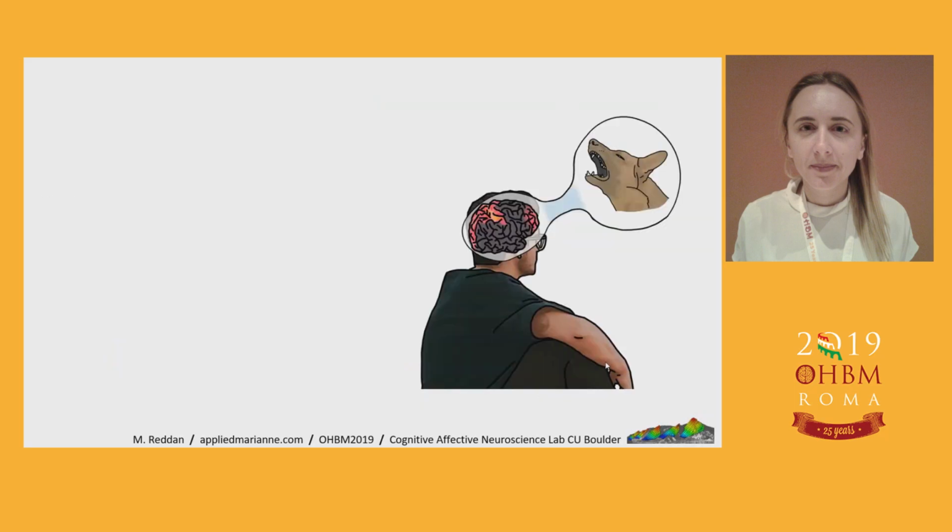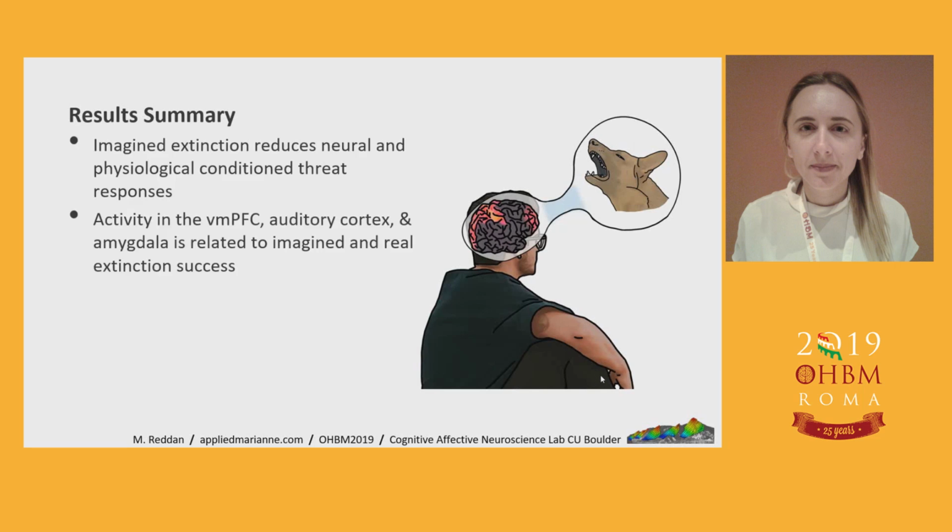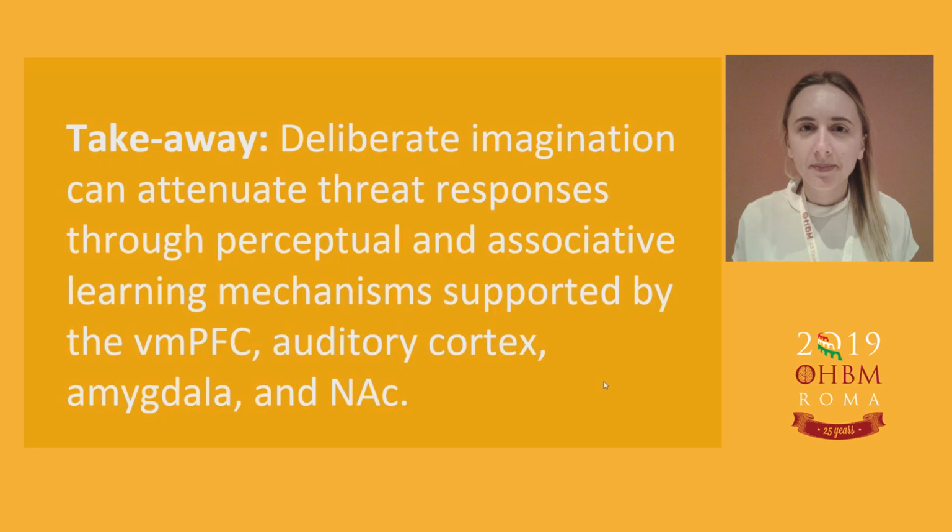Okay, so a results summary. Imagined extinction reduced neural and physiological conditioned threat responses. Activity in the VMPFC, auditory cortex, and amygdala is related to imagined and real extinction success. And the nucleus accumbens uniquely predicts the success of imagined extinction. So the takeaway here is that deliberate imagination can attenuate threat responses through perceptual and associative learning mechanisms that are supported by the VMPFC, the auditory cortex, amygdala, and the nucleus accumbens.